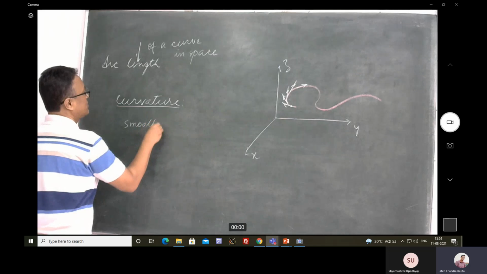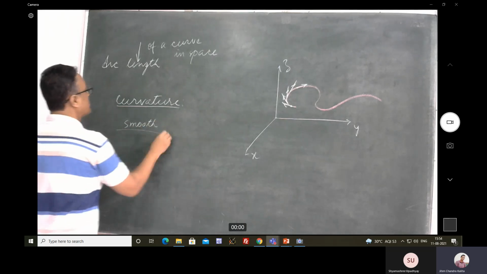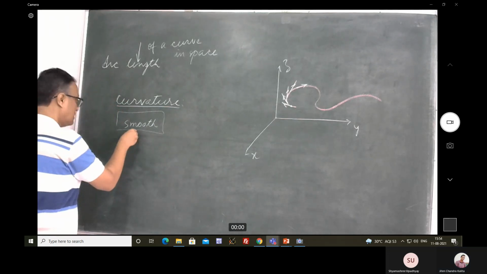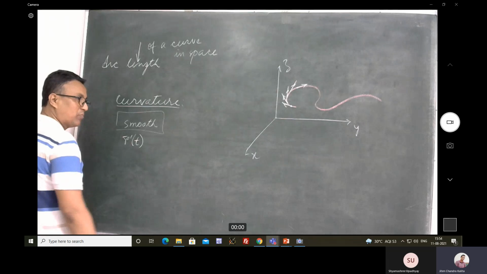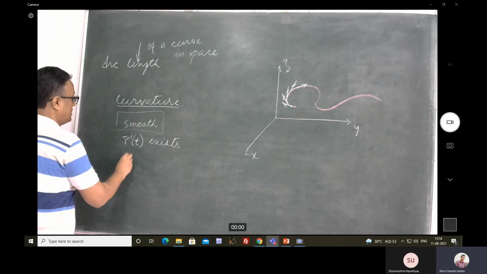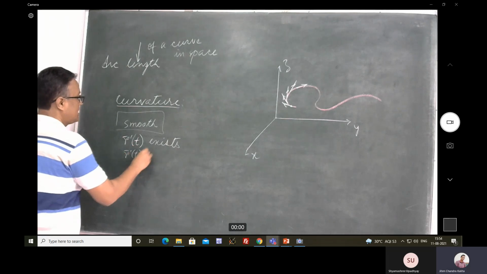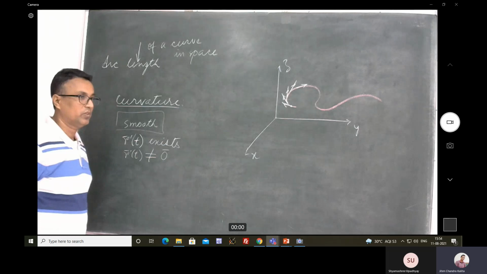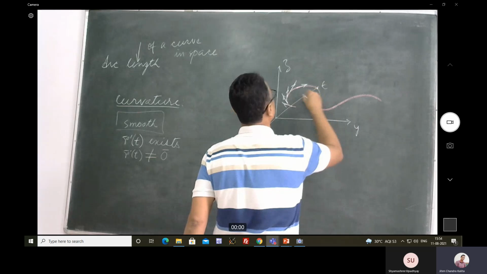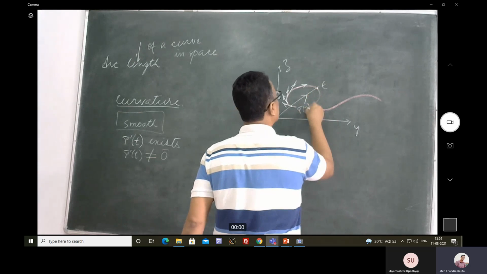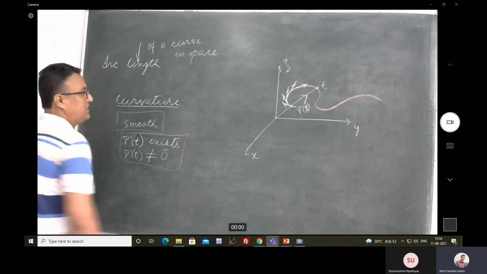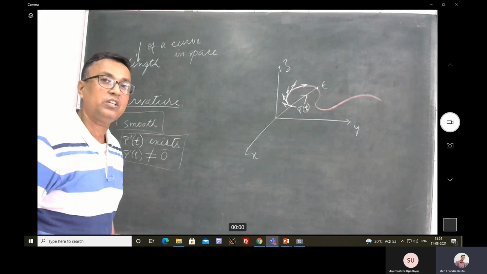Probably you already know it. This curve is called smooth. So the prerequisite for smoothness of the curve is that this r prime t exists, and of course that is not the only thing. r prime t should not be equal to 0. Since the curve has been parameterized by the parameter t, if this condition is satisfied, then we say that the parameterization is smooth.